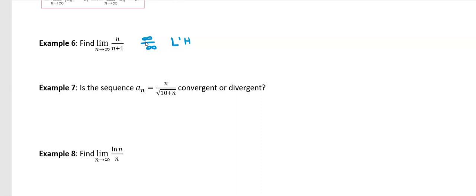So if I do that and apply L'Hopital's rule, and take the derivative of the numerator, remember, separately from the derivative of the denominator. Just because this is a quotient does not mean we're using the quotient rule for L'Hopital's rule. So the derivative of my numerator is 1, and the derivative of my denominator is 1, and then apply the limit as n approaches infinity. That would, of course, be 1. So we would know that this converges to 1.